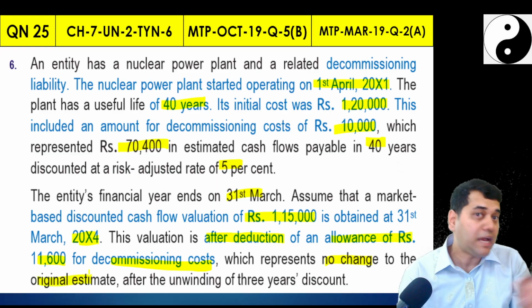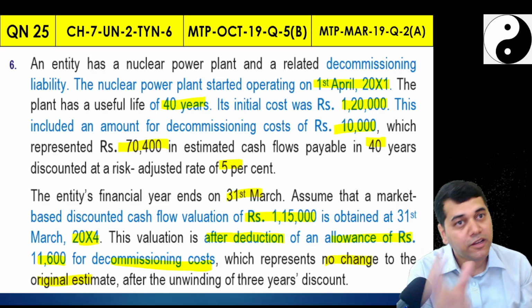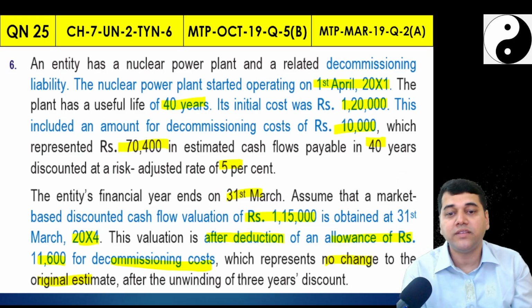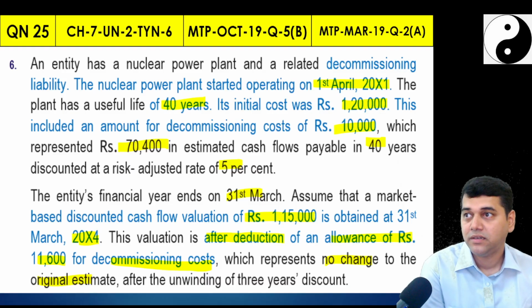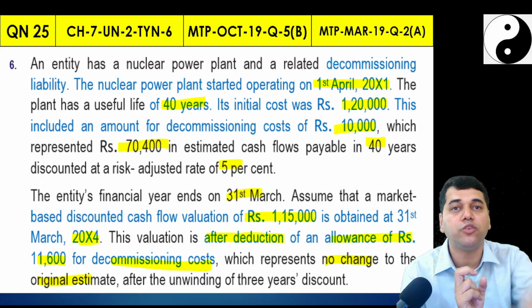That means the liability didn't change. You applied a fair value revaluation model for the asset, and the evaluator gave you the fair value. What is that? 1,15,000 net. But you wanted a gross because you present both separately. Add this 11,600 to 115.